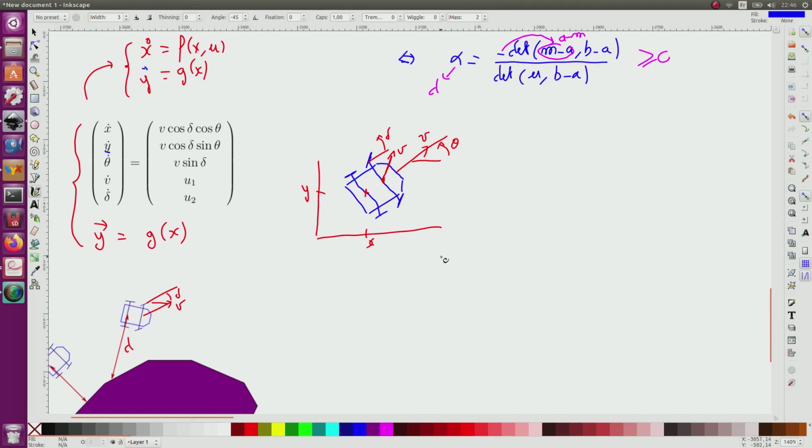Now, how can I get this? I will build an algorithm which is based on the previous formula, an algorithm to describe the function g of x.